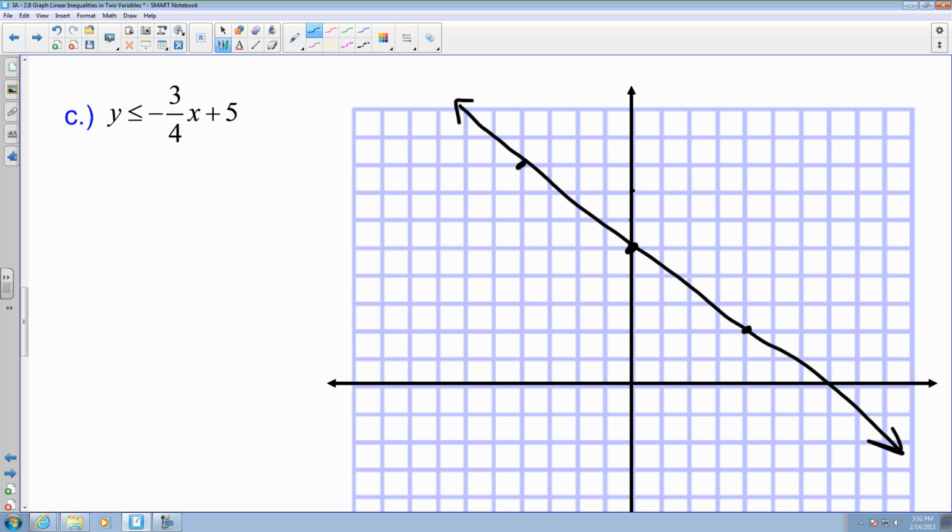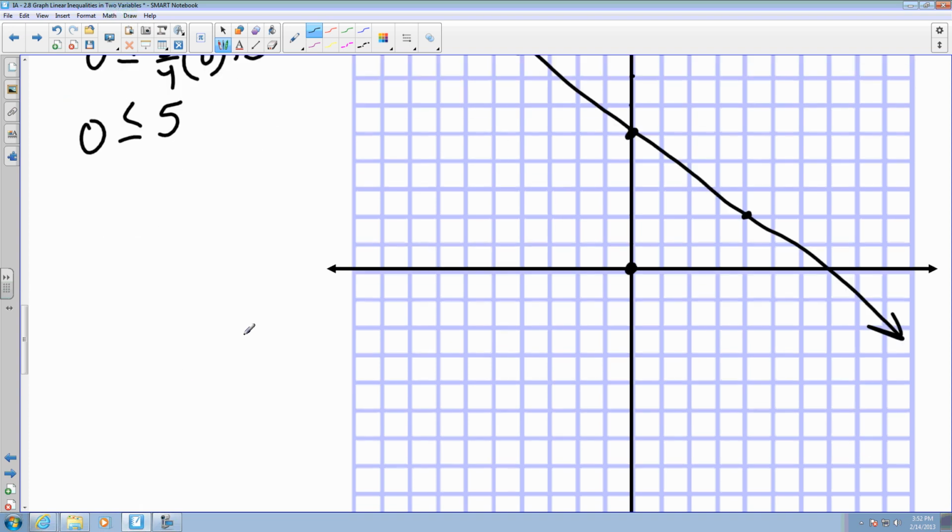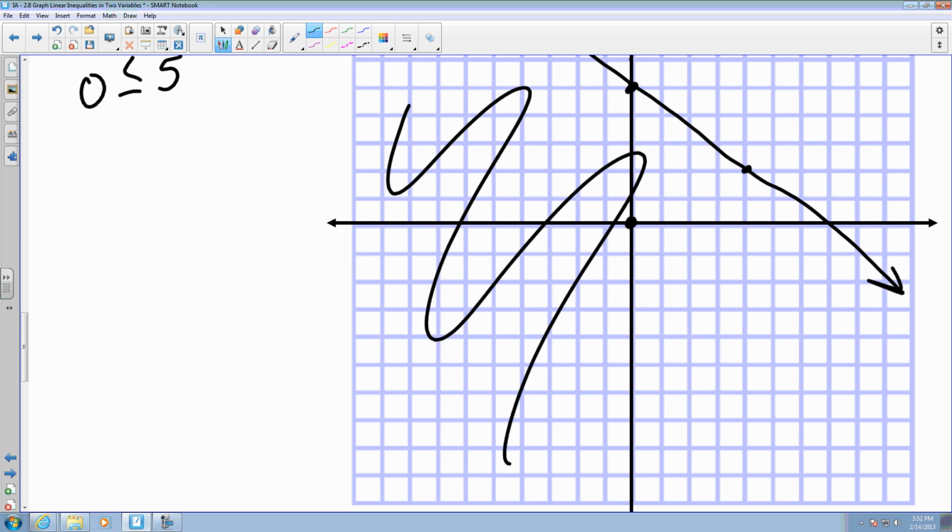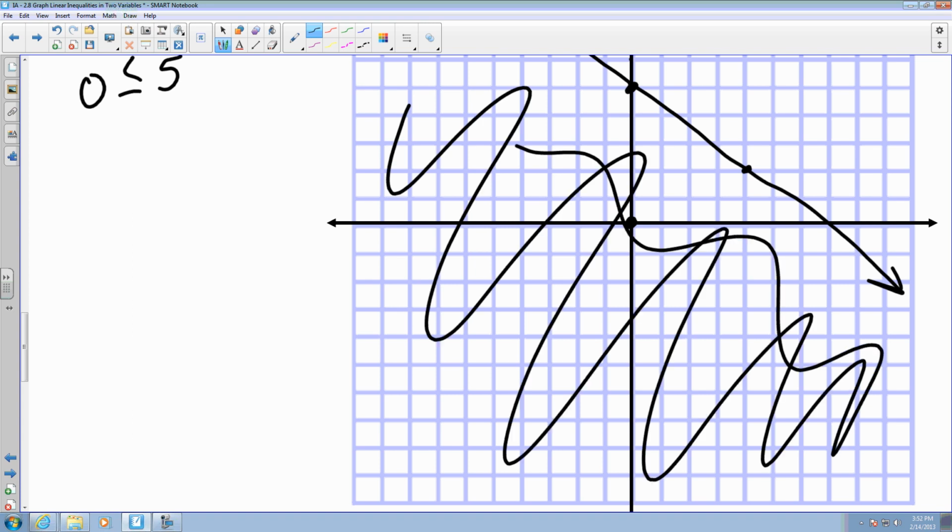From here, I'm going to use my test point, 0, 0, because I can. So I'm going to say 0 is less than or equal to negative 3/4 times 0 plus 5. So now I can say 0 is less than or equal to 5. True statement? Yes, it is. So that means that I get to shade this portion of my boundary line.